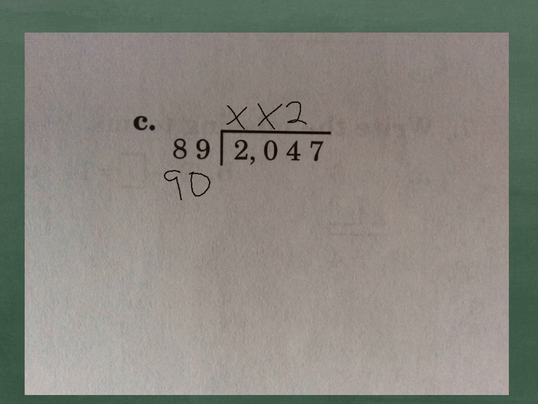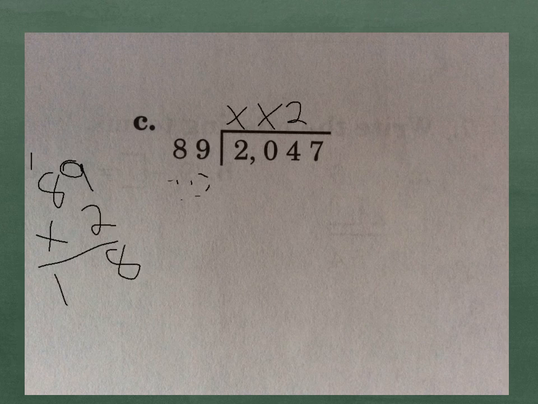So now, let's go ahead and do our 89 times 2. 2 times 9 is 18. 2 times 8 is 16, plus 1 more is 17. 178.